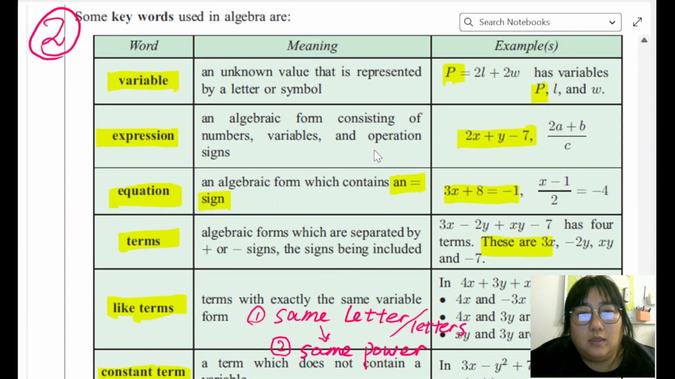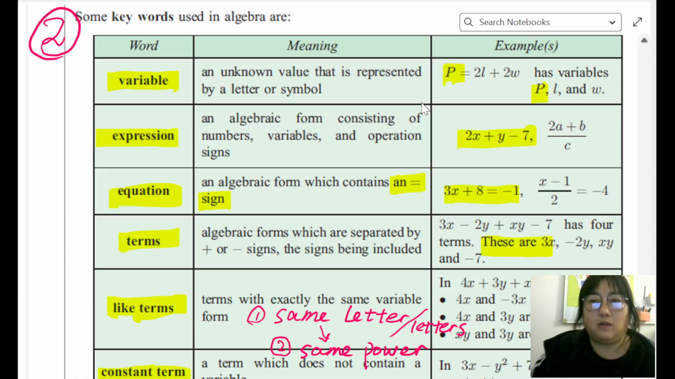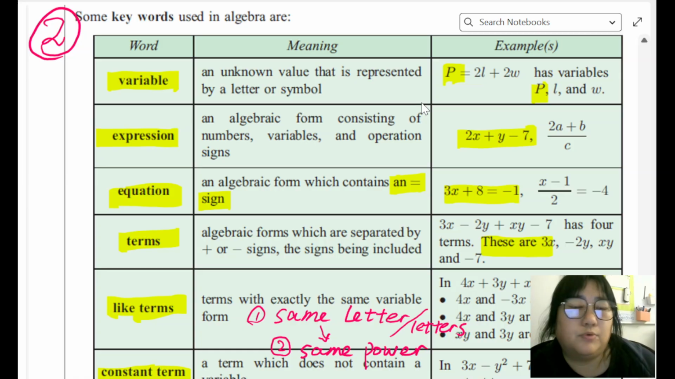Here you can see the meaning of the variable. Variable, we can also call unknown and also call pronumeral. They all mean it is represented by a letter or symbol. So P, L, W, X, Y, Z, A, B, C, they are all called variables, pronumerals or unknowns.